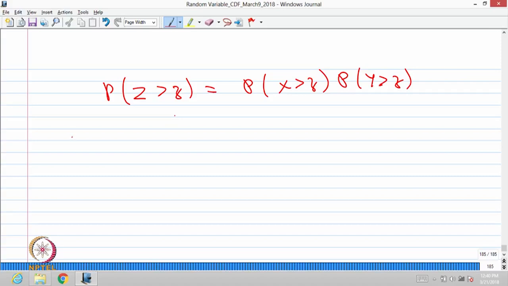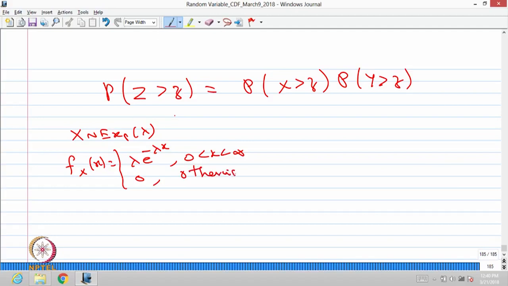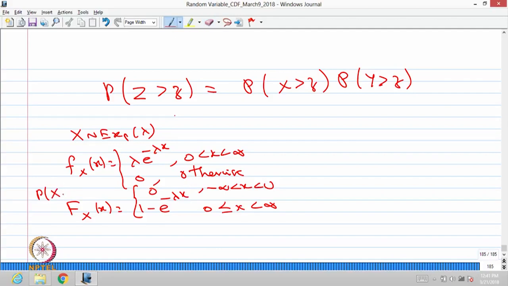I have already made the assumption x follows an exponential distribution with the parameter lambda. Therefore, I should know what is the probability density function. Similarly, I should know what is the CDF of the exponential distribution, that is 1 minus e power minus lambda x. It is 0 between minus infinity to 0. From 0 onwards, it is going to be 1 minus e power minus lambda x. So, I am going to use this result in the probability of x is greater than z. The CDF is nothing but the probability of x is less than or equal to small x. So, what I want is the probability of x is greater than z. So, that is the same as e power minus lambda z.